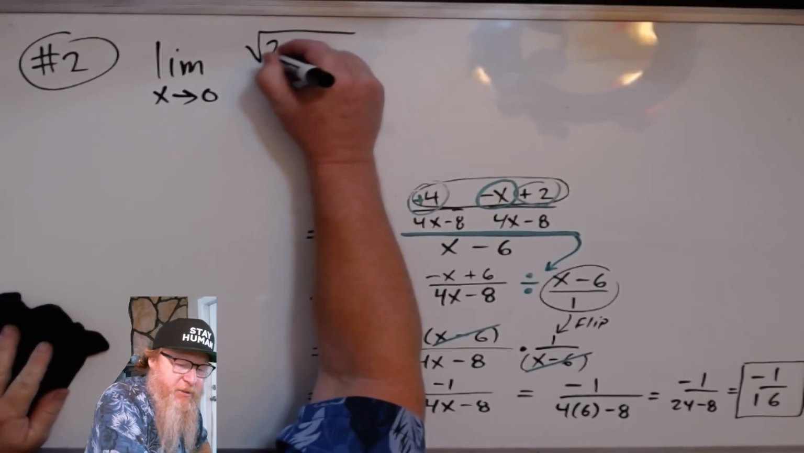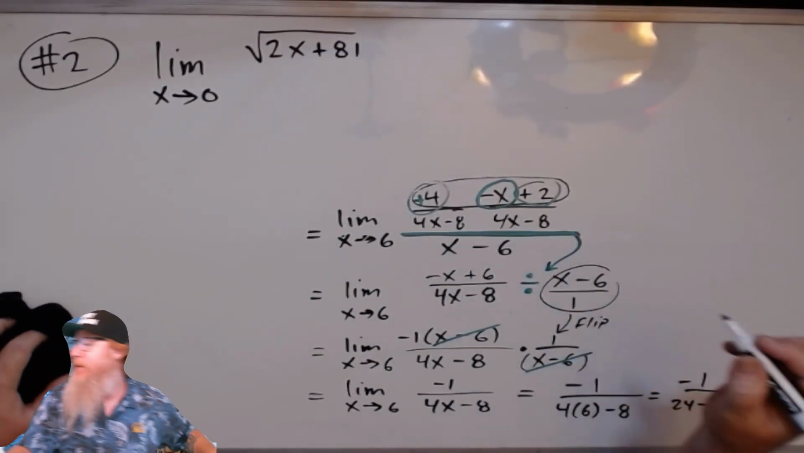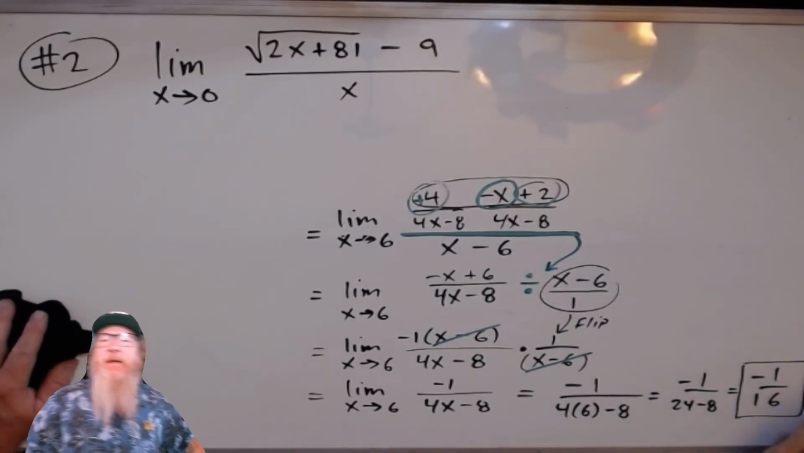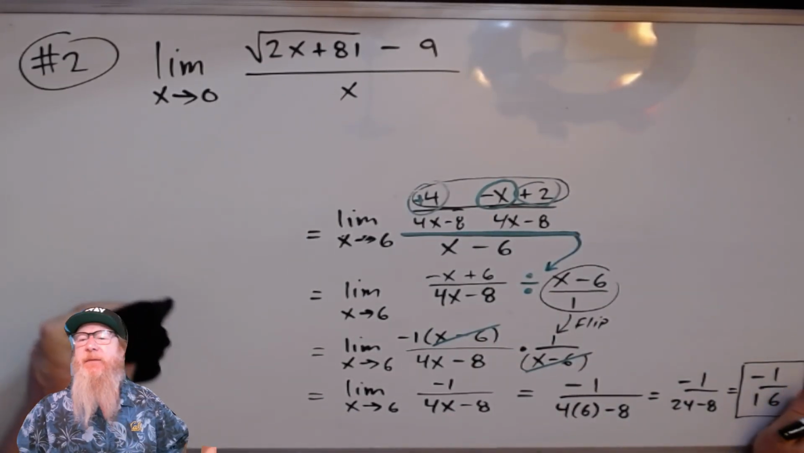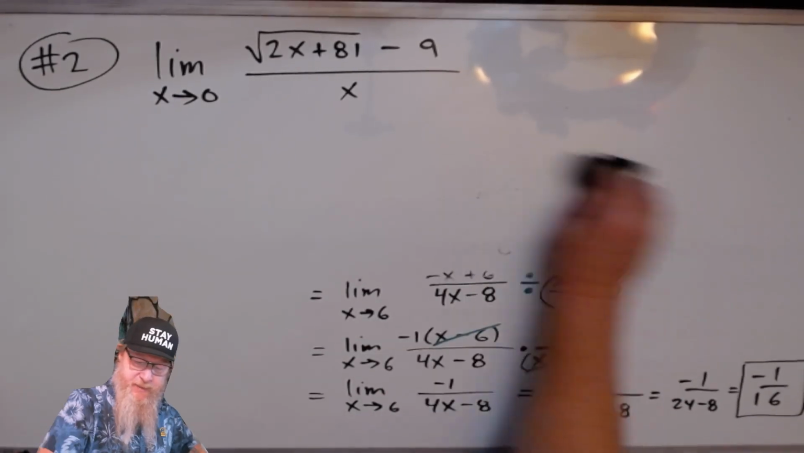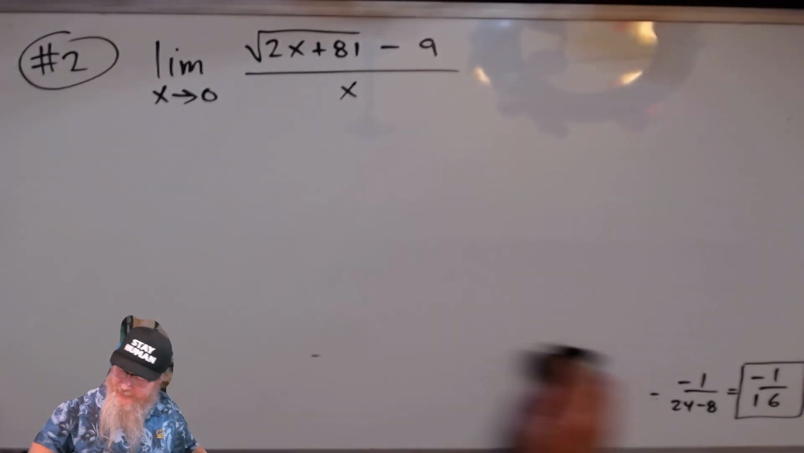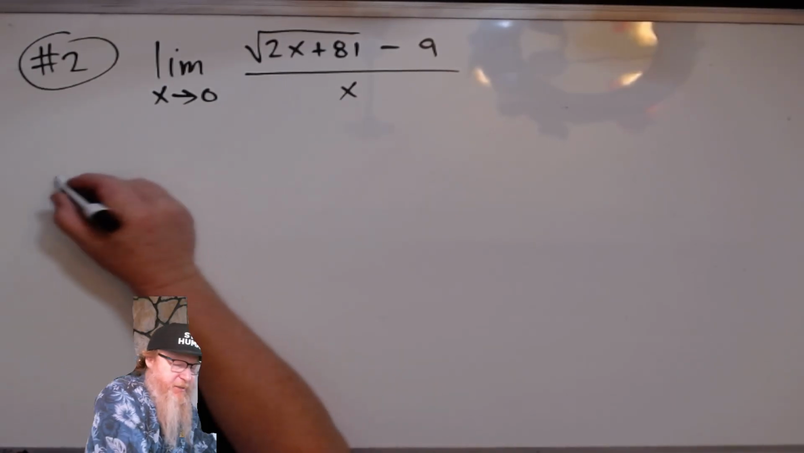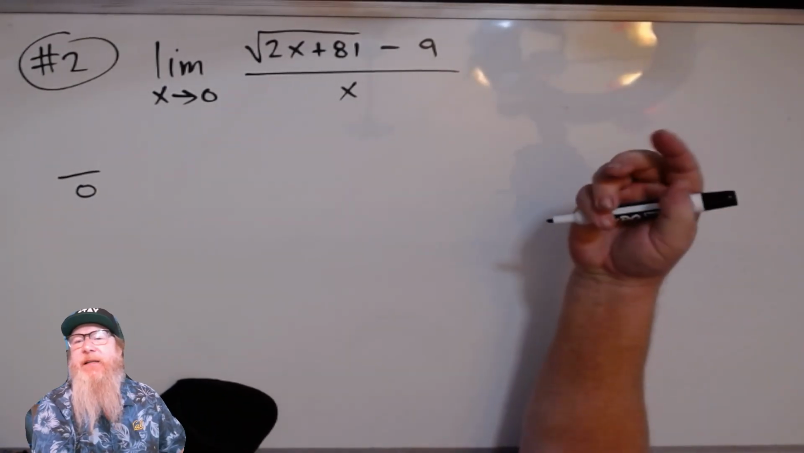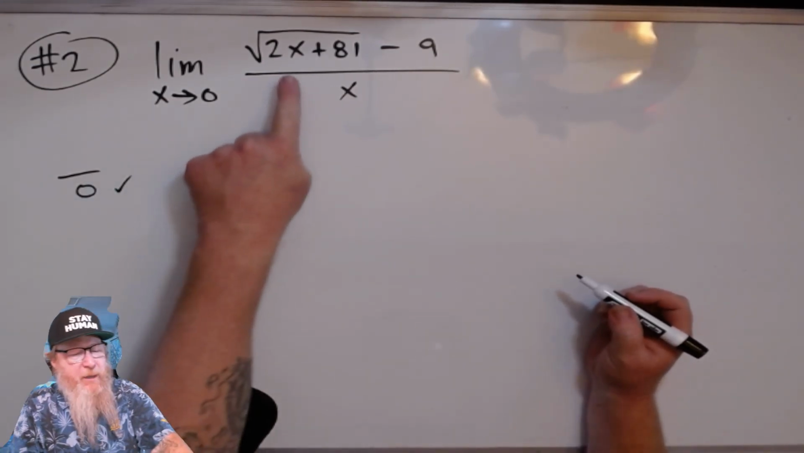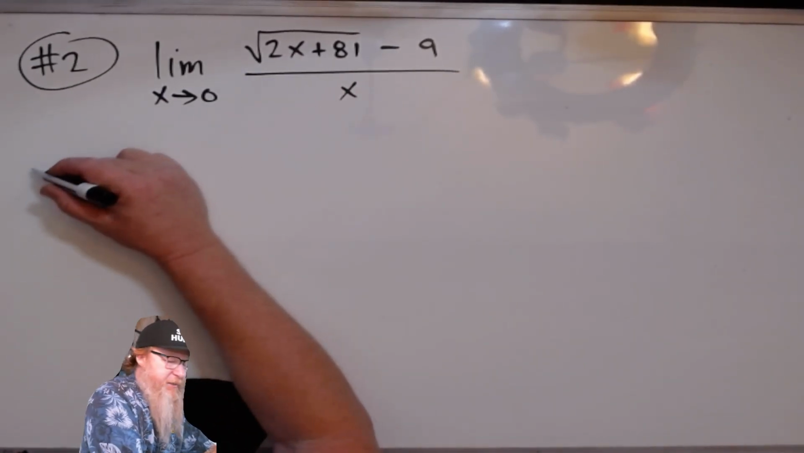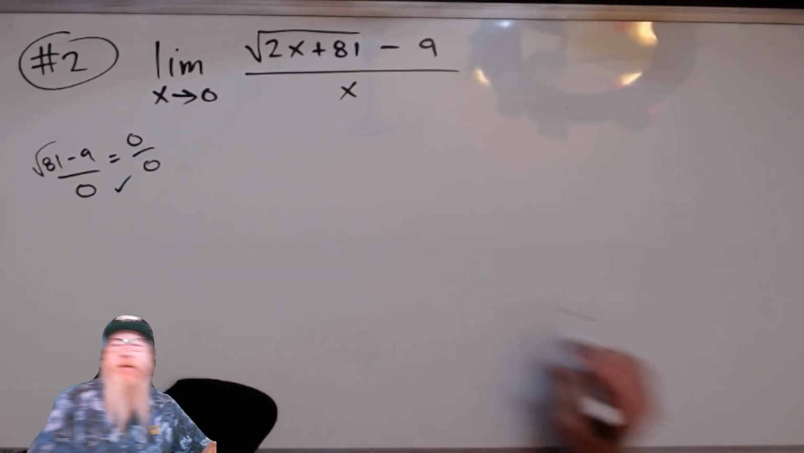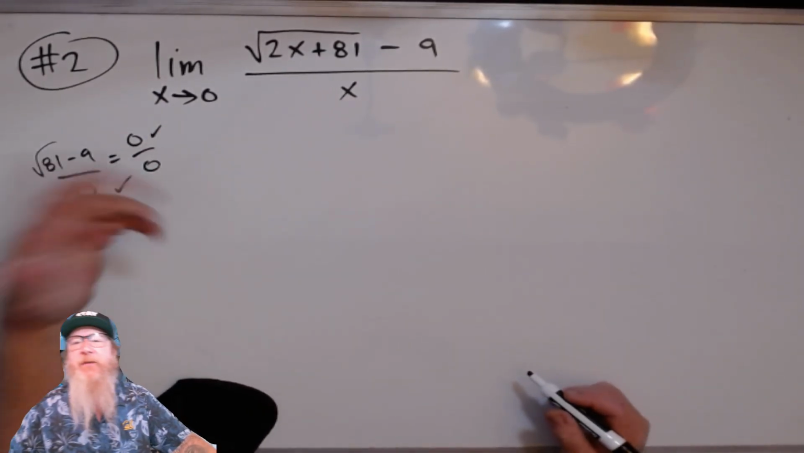So the second one I want to try is a radical function. And the limit as x approaches 0 this time. It's a similar type of technique. You should verify that it's 0 over 0. So again, as we're approaching 0, the denominator is clearly going to be 0. That's easy. Check. And then a real quick check of the numerator. If you plug in 0, that would be the square root of 81 minus 9, which is also 0. Yeah, check. So it's 0 over 0.